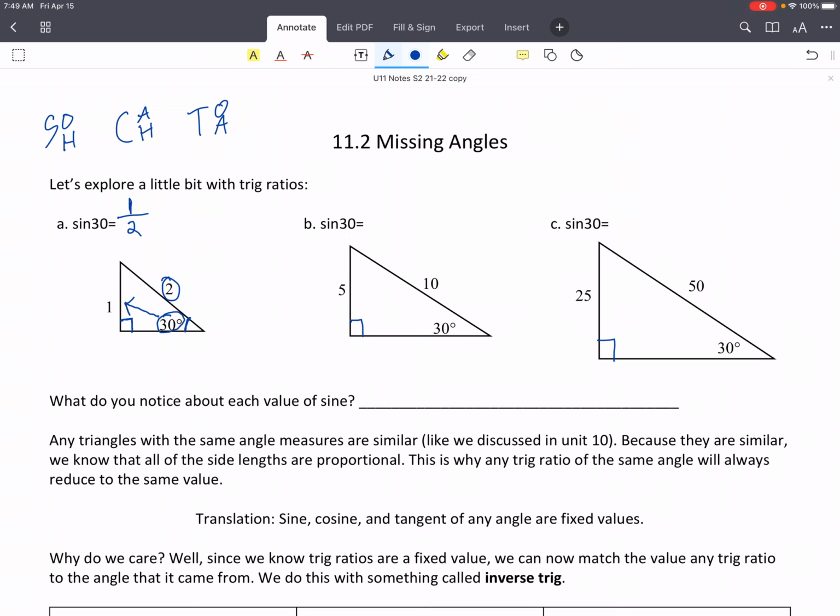So real quick, for those next two, go ahead and pause the video and figure out what the sine of 30 is for B and C. Actually, go ahead, do it. Hit pause.